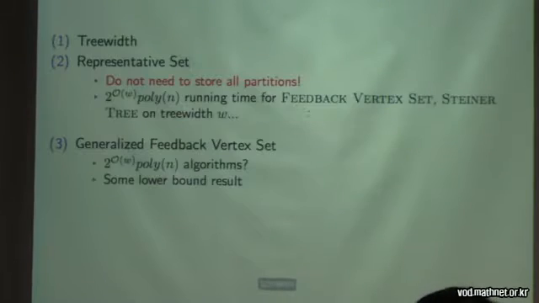Is W the treewidth? Yeah, W is the treewidth. Yes, on treewidth W. Yes, so in most of the slides W denotes the treewidth.